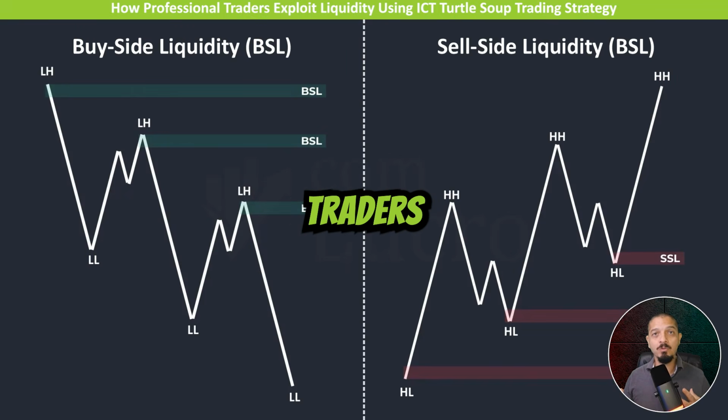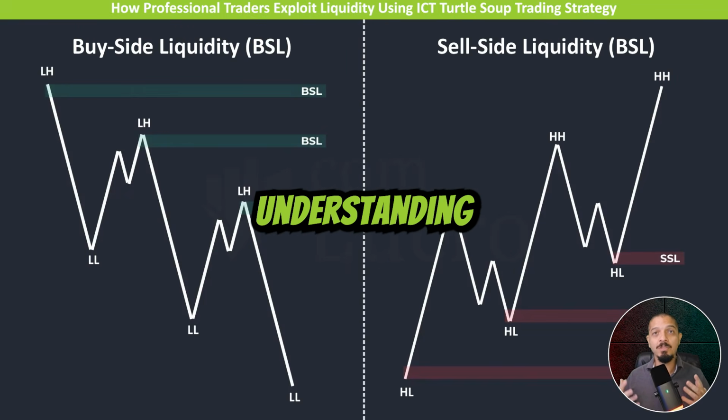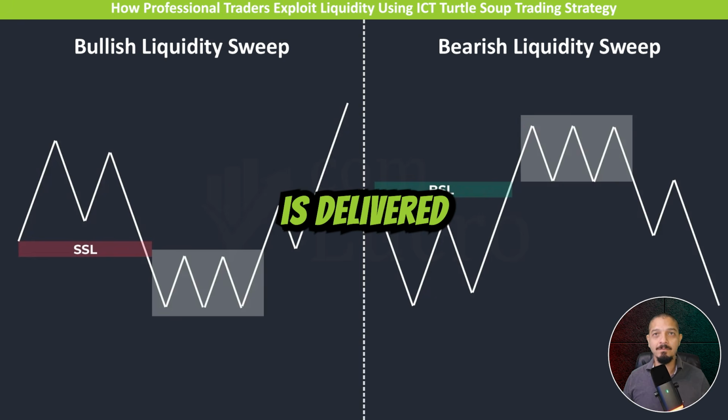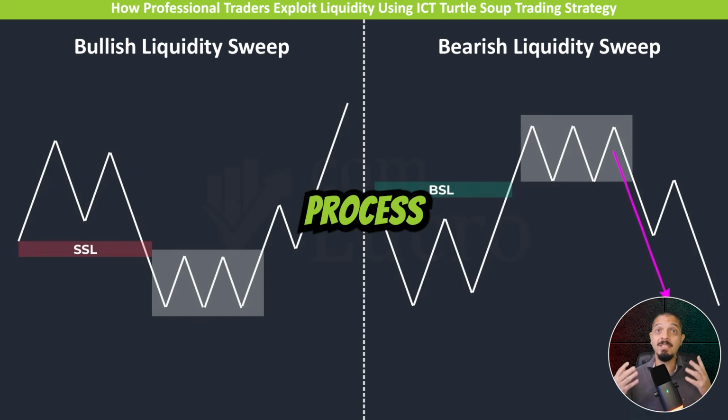Understanding how professional traders operate starts with understanding how price is delivered. In the markets, price does not move randomly. It follows liquidity, reacts to structure, and delivers movement through a controlled process that most traders never learn to read.